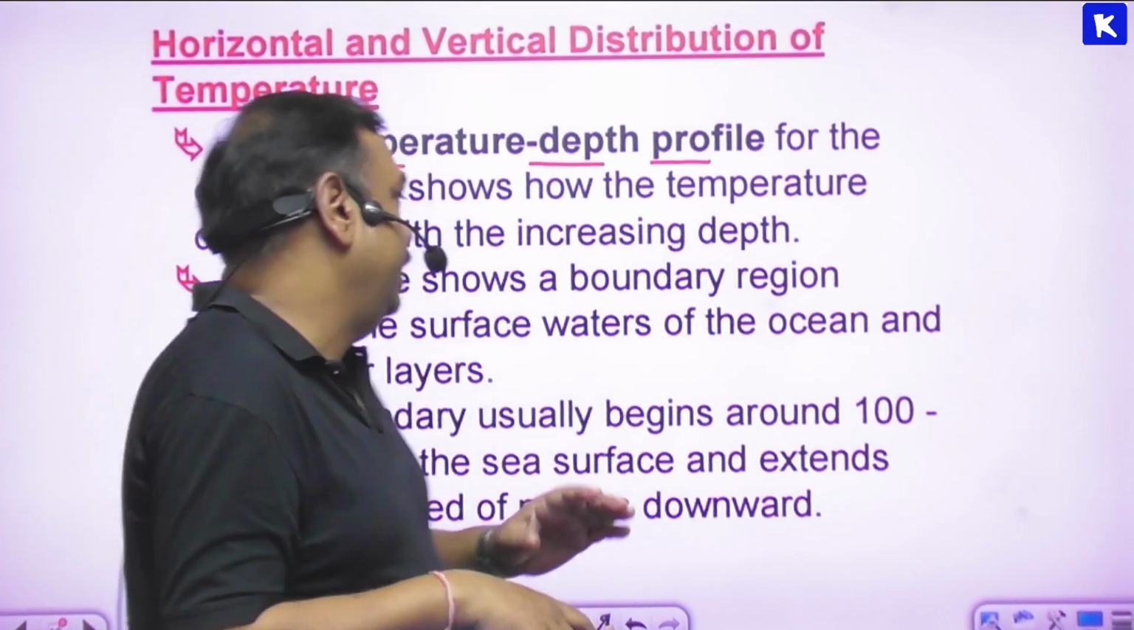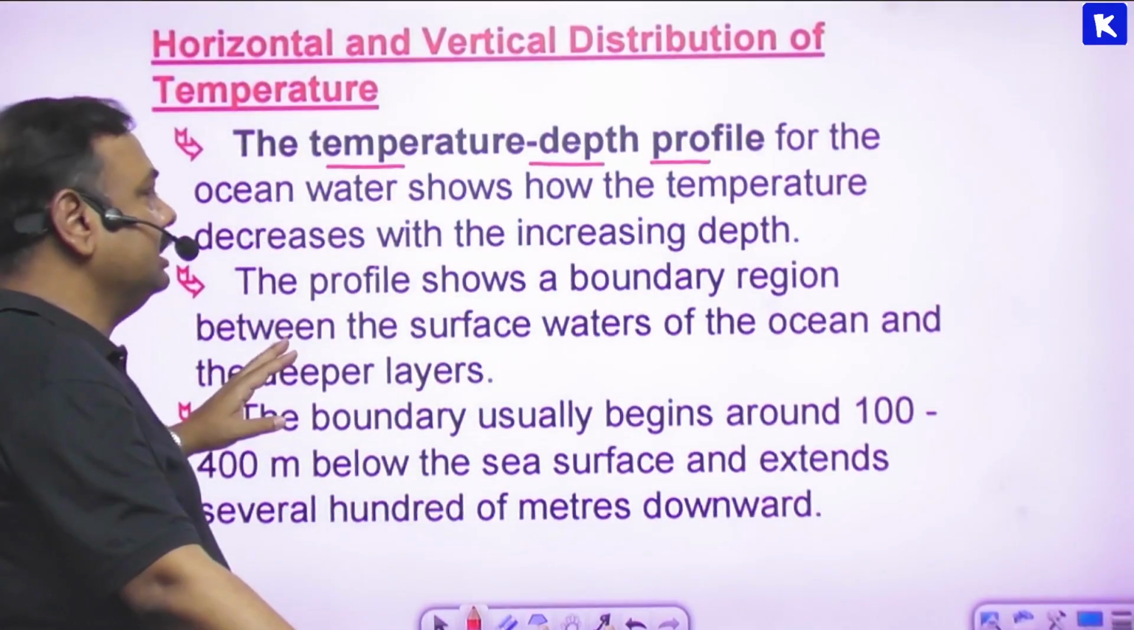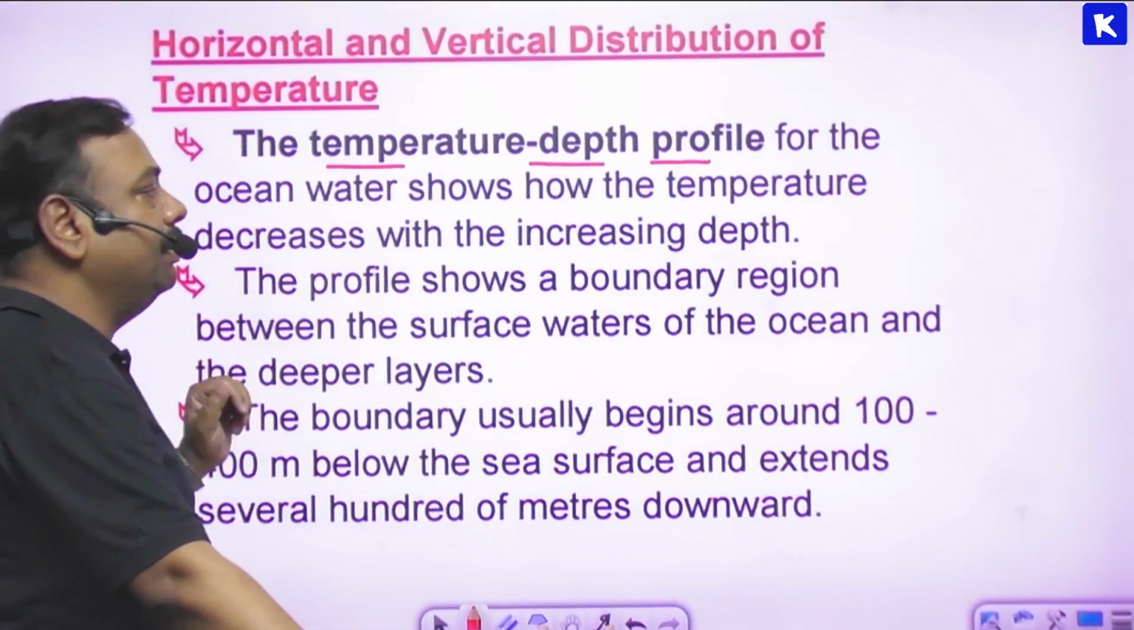Got it? Okay. Now the second line: the profile shows a boundary region between the surface water of the ocean and the deeper layers.